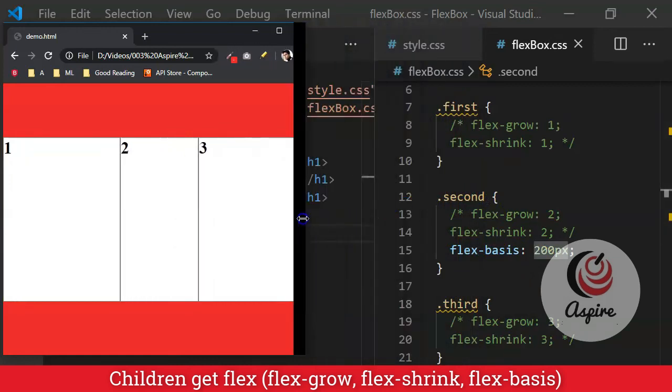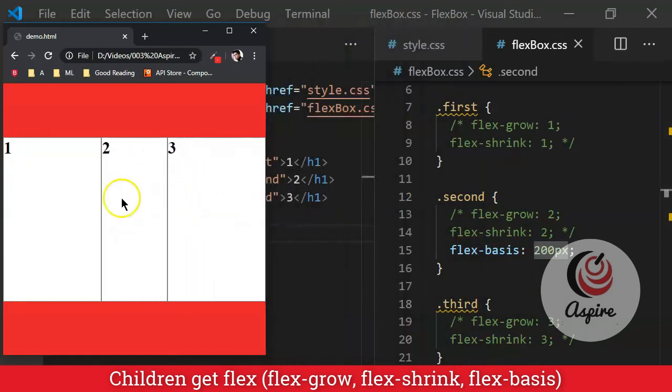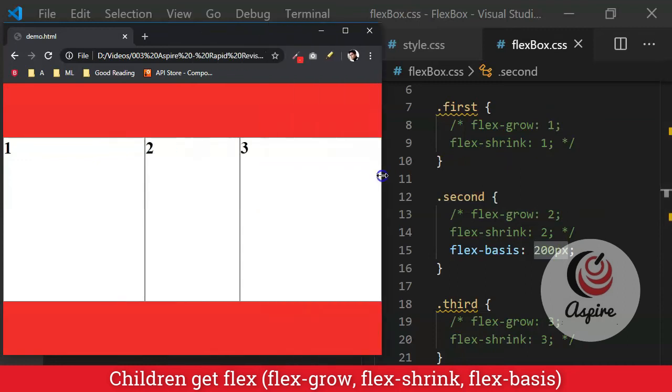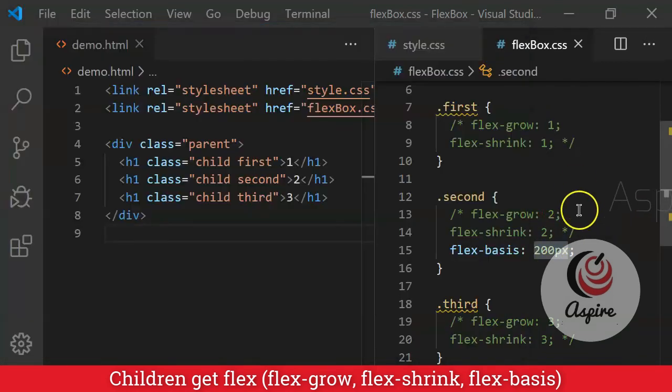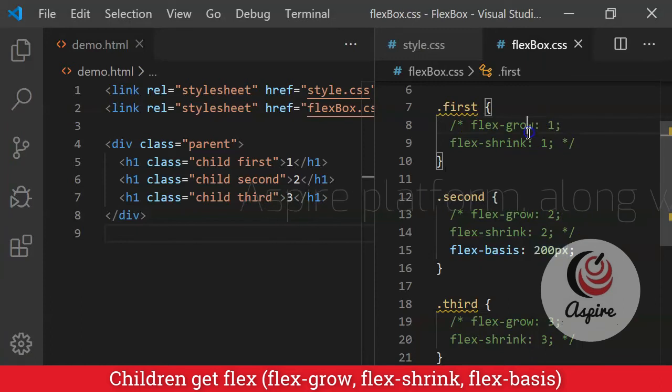If I shrink it beyond it, then this also shrinks and everybody else also shrinks by a factor of 1, because the default value of flex shrink is 1. And if it grows beyond its normal size, as usual these three do not grow, because I have given growth equal to 0, because the default value of flex grow is 0.